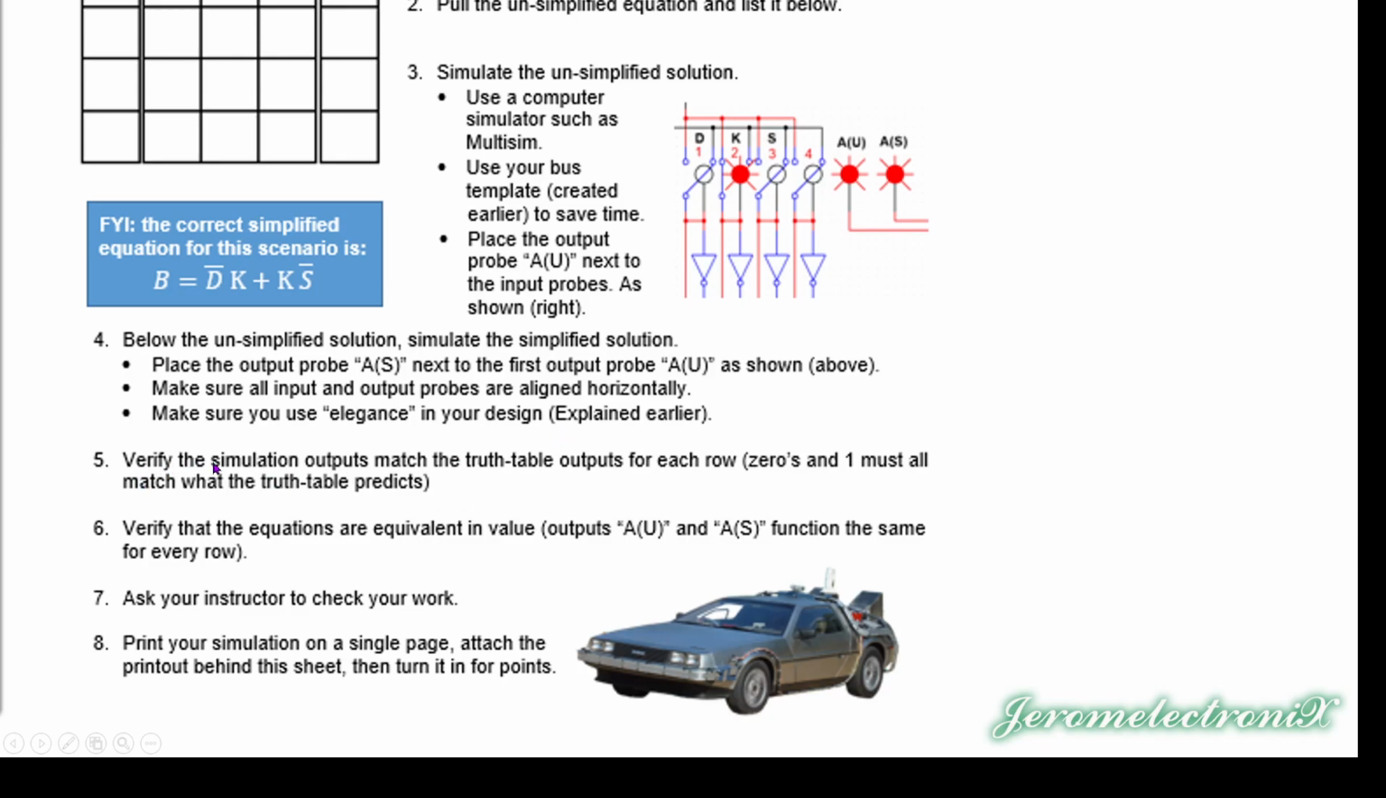And then you need to verify that the simulation outputs match the truth table outputs for each row. Zeros and ones must all match what the truth table predicts on your simulation. Verify that the equations are equivalent in value. That means that A unsimplified and A simplified should always light up at the same time. And they should only light up when the truth table outputs say they should.